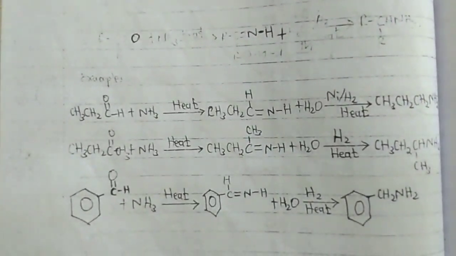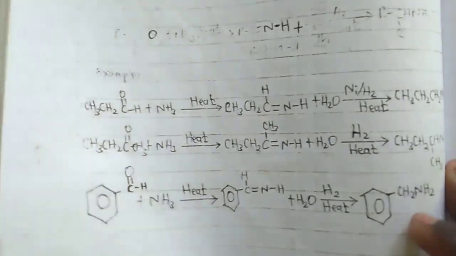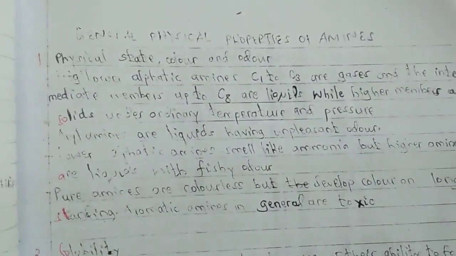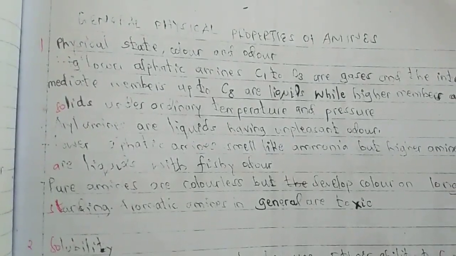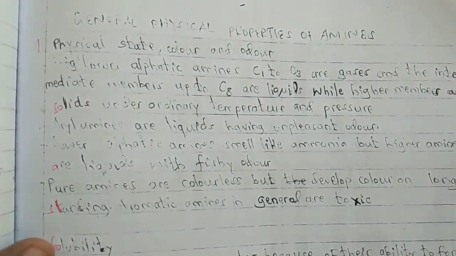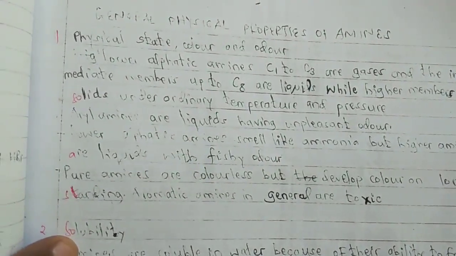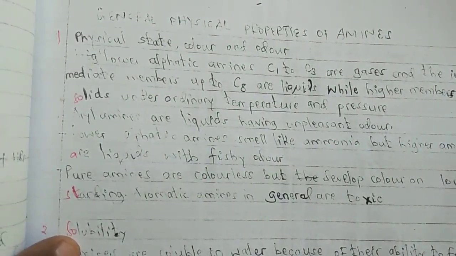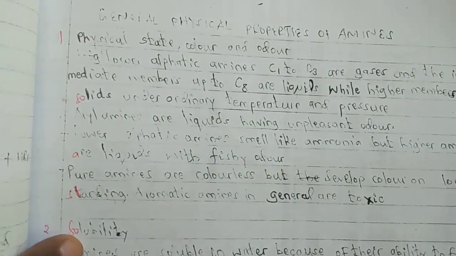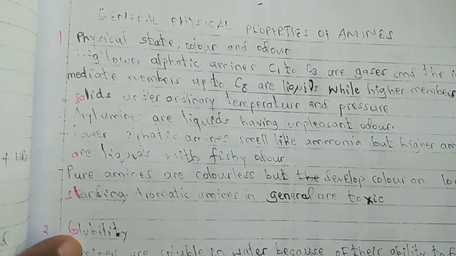So this is the last method for the preparation of amine in the laboratory, the last reactions. Even if ambavyo reaction za amine zinakuwa zinaenda. So from there tunaenda katika general physical properties of amine. Katika physical properties of amine hapo, kwanza kwenye physical state, color and odor. Lower aliphatic amine kuanzia carbon ya kwanza hadi ya tatu are gases.